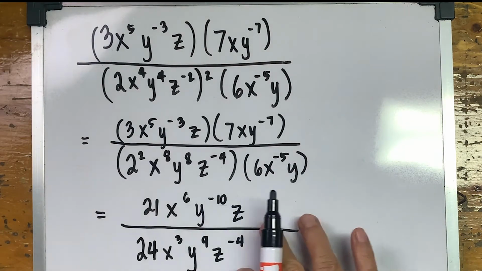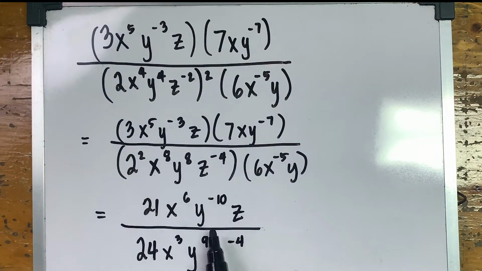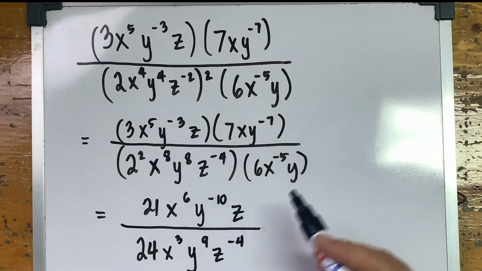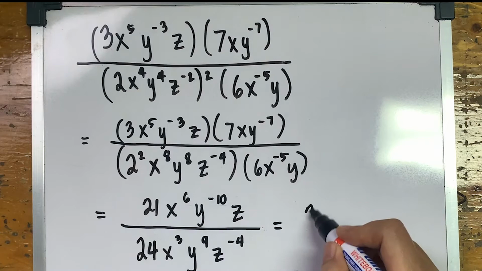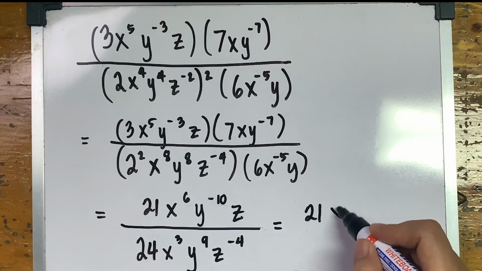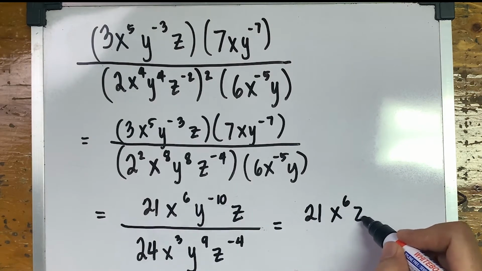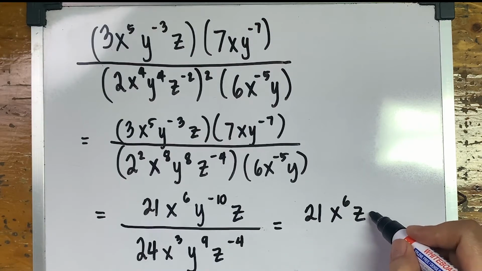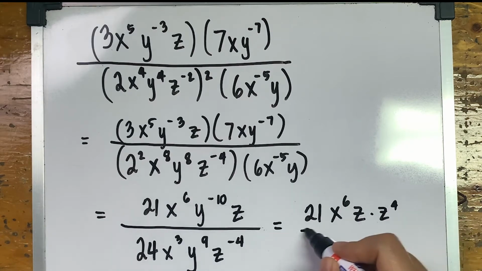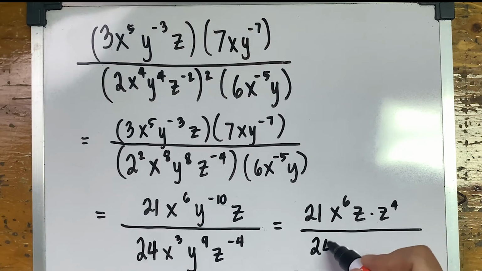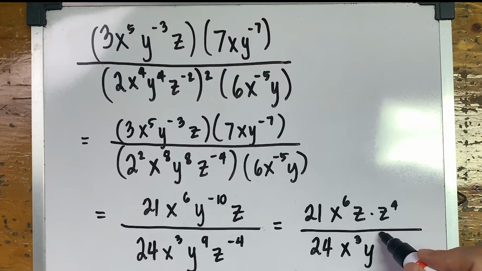Just as I told you, every time you work with a negative exponent, if it's in the numerator, you bring it down. While if it's in the denominator, you have to bring it up. So in this case, we have 21 x to the sixth z times z to the fourth over 24 x cubed y to the 9th times y to the 10th power.